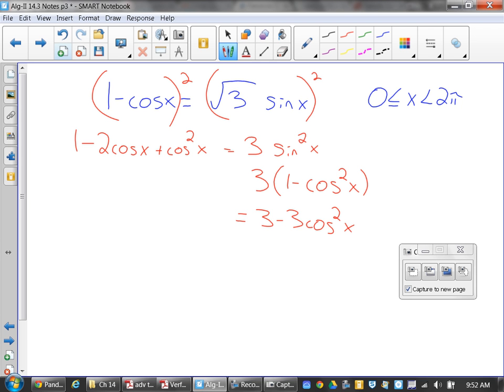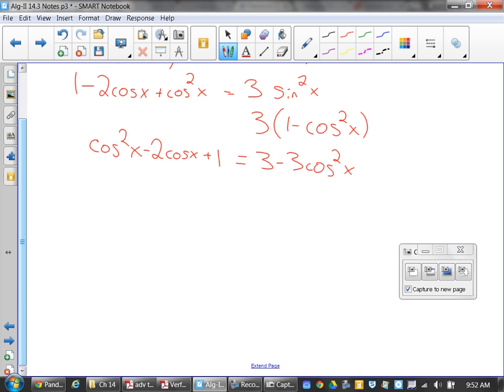My left side, are you guys okay if I rewrite it in descending order real fast? Yeah. I get that. What do you think you're going to do now? Add over a 3 cosine squared, and what do I do with that other 3? Subtract it, good. I'm going to add the 3 cosine squared, and subtract 3.